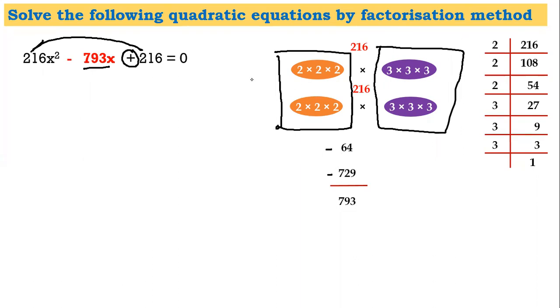Now students, let us go ahead with the sum. 216 x square and 216 as it is, plus 216. The middle term 793 x cube will be written as minus 64x and minus 729x. Now students, we have to make pairs and take common. Now I'm going to give you a few techniques on taking out common, which I did not discuss in the previous sums. So we are going to discuss that now.